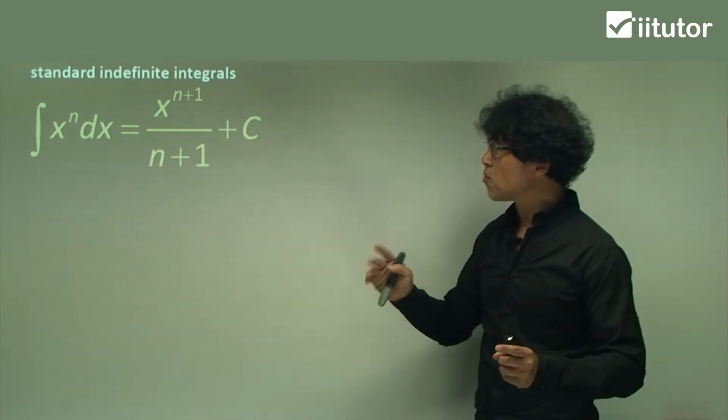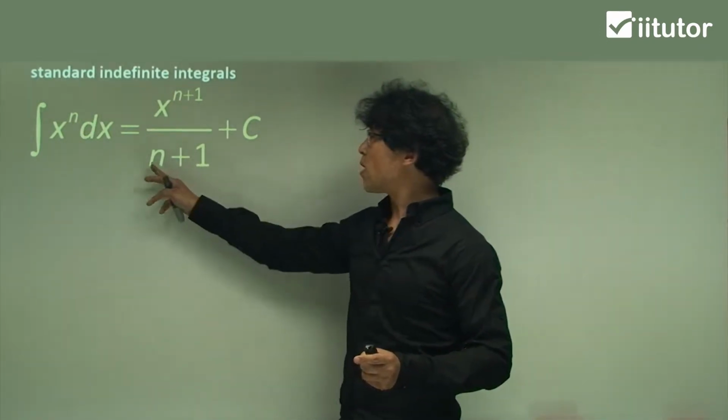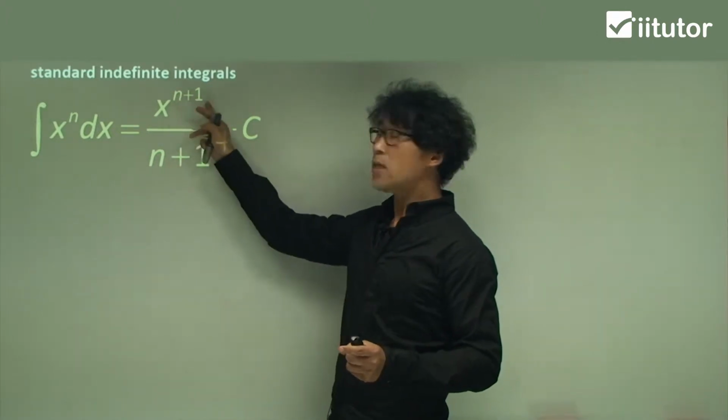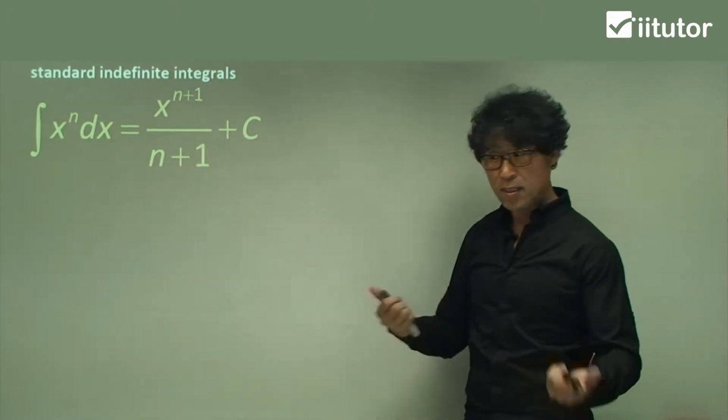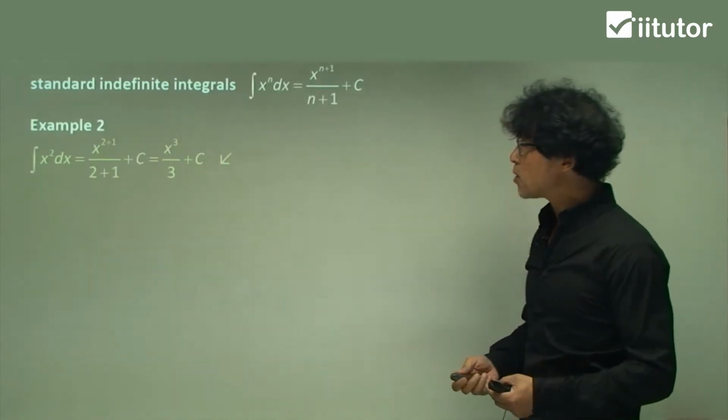So that's the basic formula. Integral of x to the n is x to the n plus 1, divided by n plus 1. Increase the power by 1, divide by the new power, and plus c. That's the basic formula. Look at the example over here.